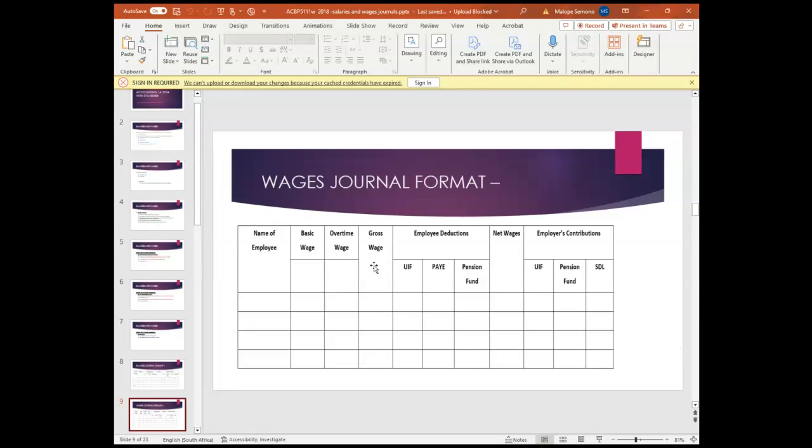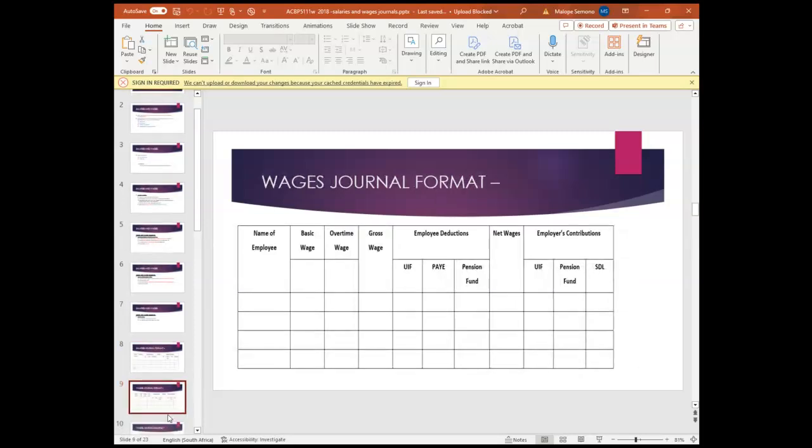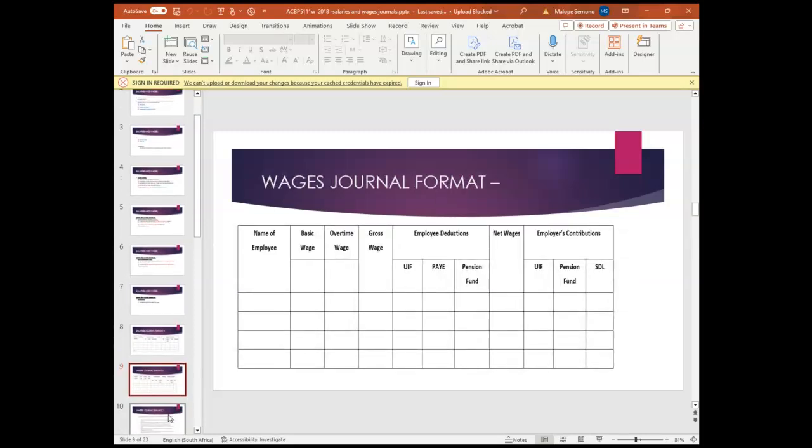Remember, they can ask you to compile this, or they can also ask you to transfer to the general ledger account. But before you can transfer to the general ledger account, you must know how to record these journals. It will make sense when you start recording. For now, if you have any questions about the format, let me know. No, sir, we're good. I'm good.